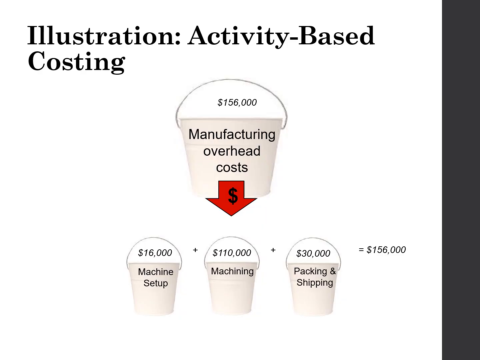Each activity cost pool has a cost driver that has a strong correlation to the cost accumulated in each cost pool. In this example, we identified number of setups as the cost driver for the machine setup cost pool, whereas machine hours is the cost driver for the machining cost pool. The number of orders is the cost driver for packing and shipping.